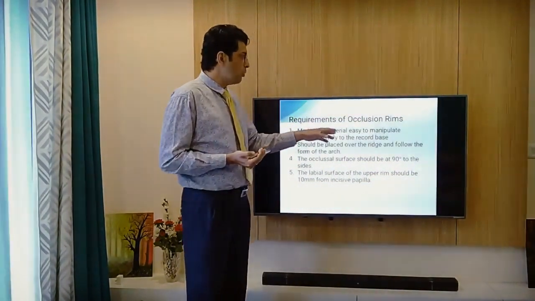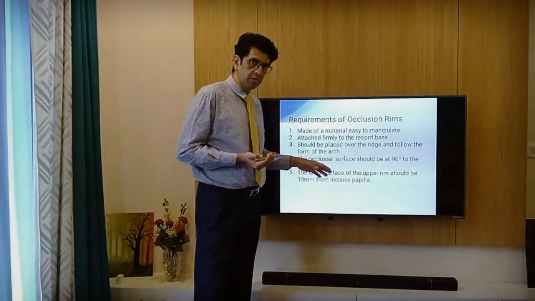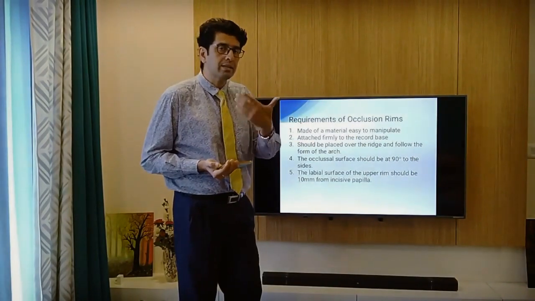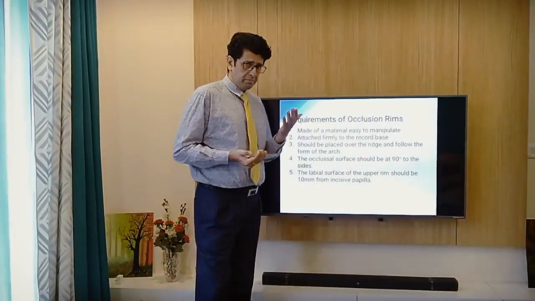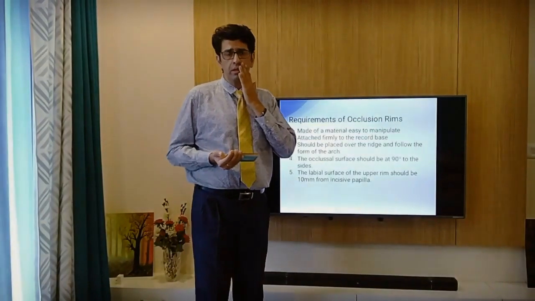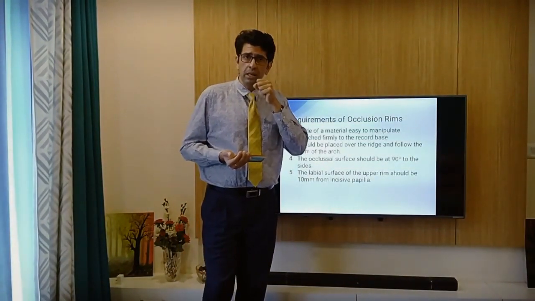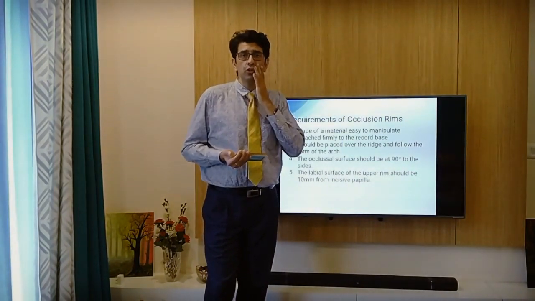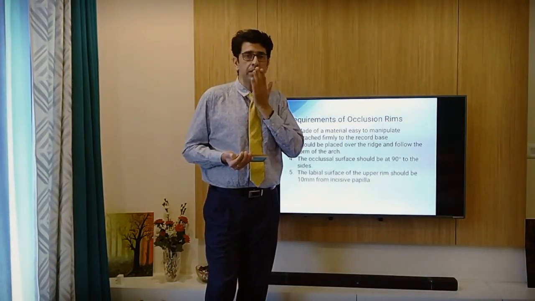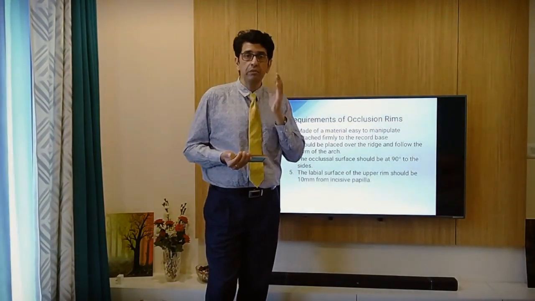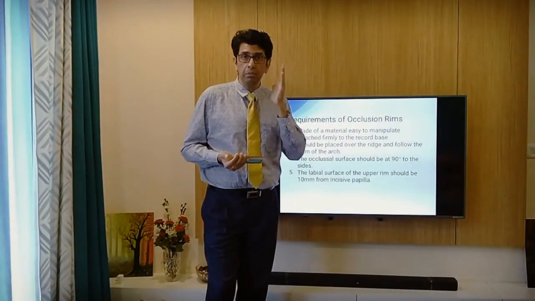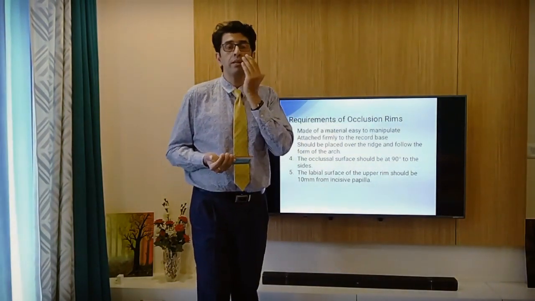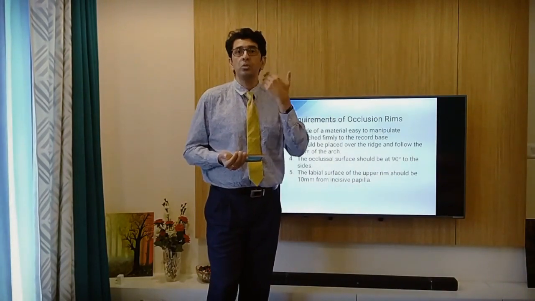It should be placed over the ridge and follow the form of the arch. If it's placed well over the ridge and follows the form of the arch, you will have a good aesthetic result. Okay? Remember that if on one side of the mouth the extractions had been done, say 5 years back, and the other side was done recently, the resorption on this side will be way greater than the resorption on the other side. In such an event, your occlusal rim cannot be dished in on this side.